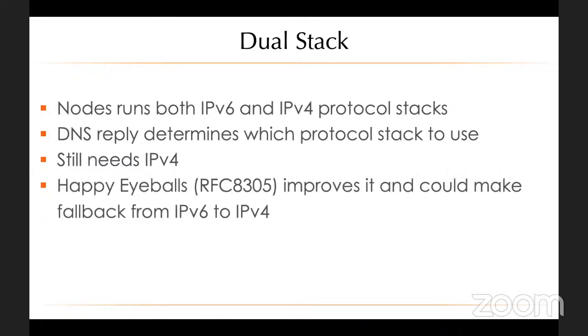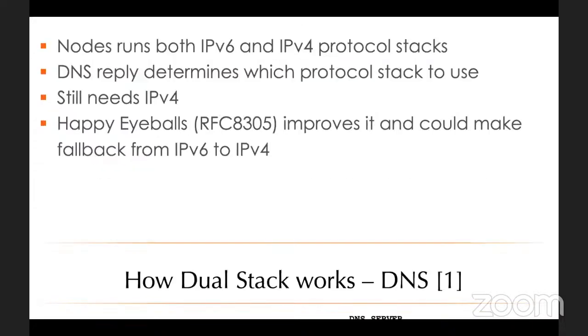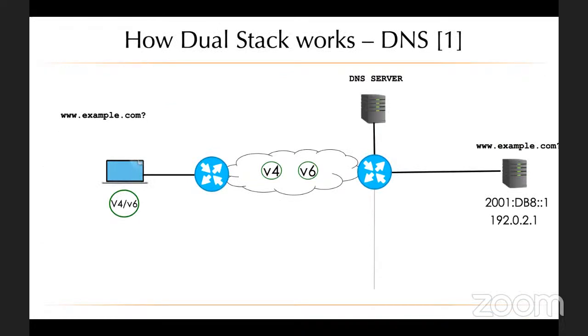And then there's an RFC called Happy Eyeballs, which helps to prevent user-visible delays when running dual stack. Let me show you quickly how it works. The first thing is that the host on the left is trying to access www.example.com. It first sends a DNS request for an A record, that's V4, and a AAAA record, that's V6. And these requests are sent concurrently.